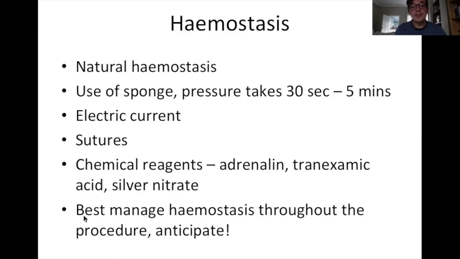And basically, to manage hemostasis, you really need to think ahead. Think of your procedure, think about your patient, think about medical history, and you will anticipate what type of hemostasis you're going to use. Is it going to be just the natural one, or might you use something else?